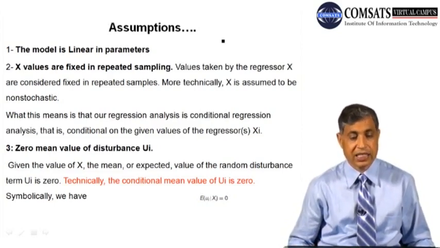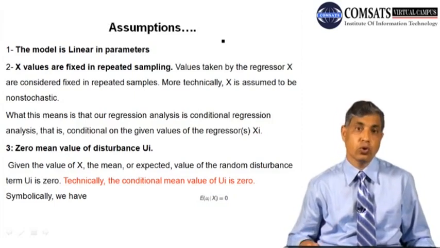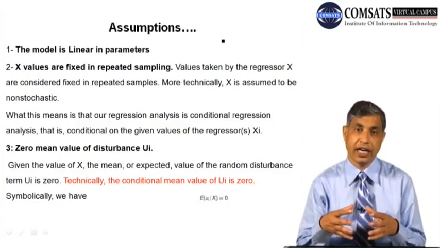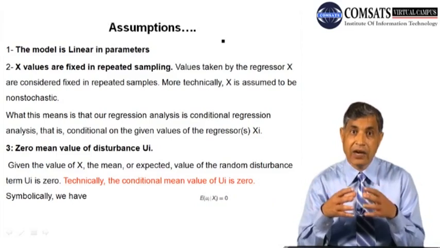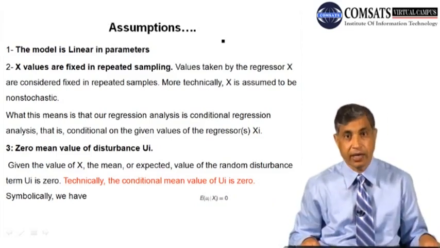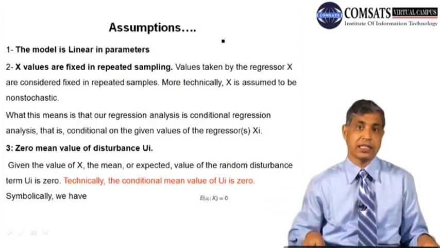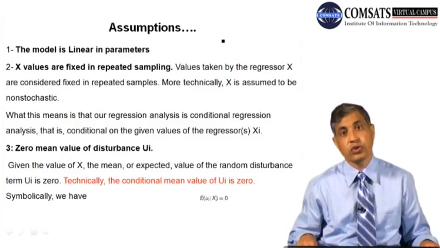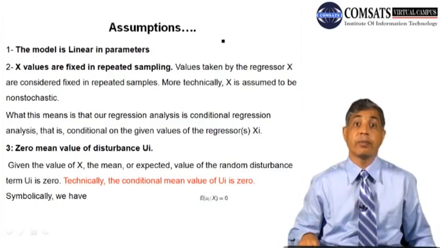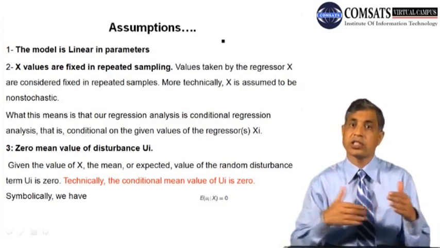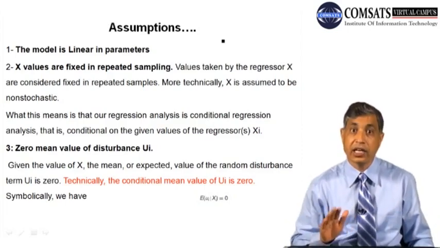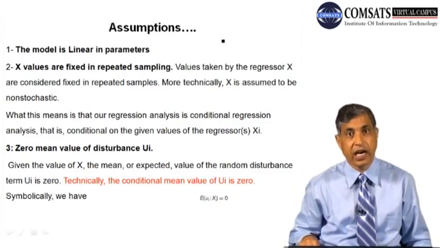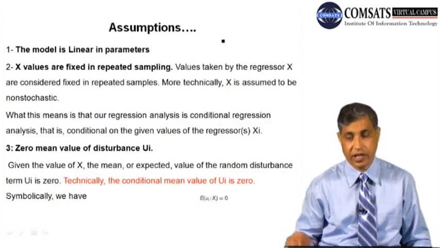The third assumption was the zero mean value of the disturbance. As you know, the disturbance captures and includes all the forces that are outside the model, and they have the ability to affect our dependent variable. Although we can't capture these forces, we can make an assumption about them, that they affect our dependent variable randomly. Randomly means their plus and minus cancel out, and they can neither inflate our dependent variable, nor deflate or suppress it.